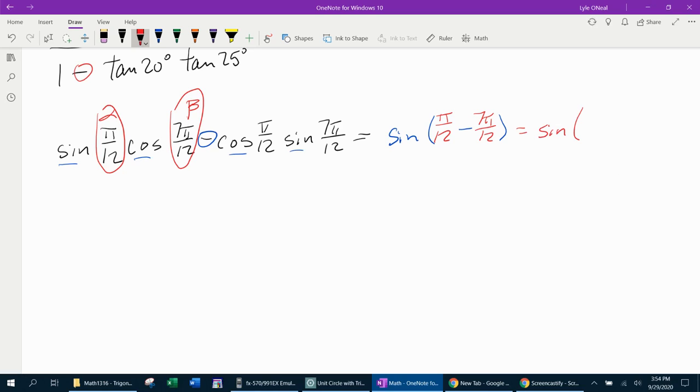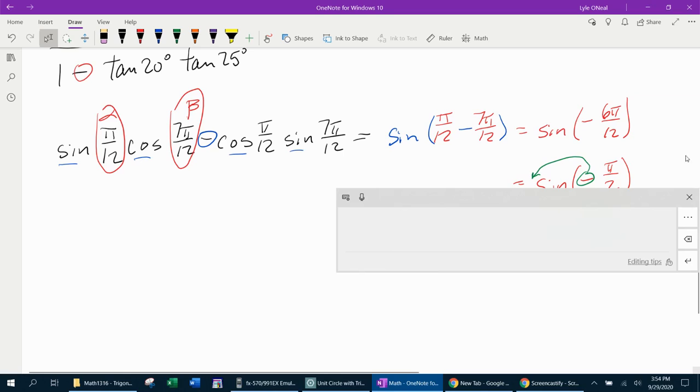And then that's going to be sine of, and then you're going to have to know what is pi over 12 minus 7 pi over 12. Well, that's negative 6 pi over 12, which reduces to pi over 2. Also remember, when that angle is negative, you're going to have to use an even-odd property, okay? So the even-odd property for sine says that that negative comes out to the front and becomes negative sine of pi over 2, okay?